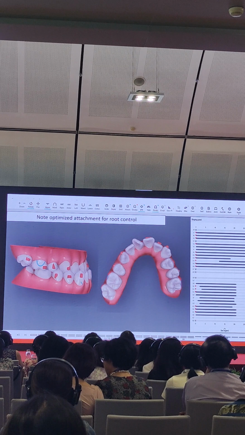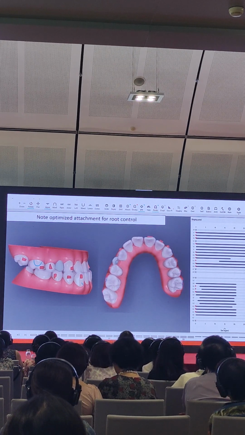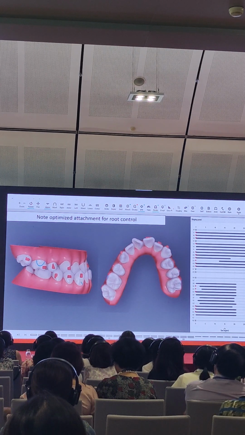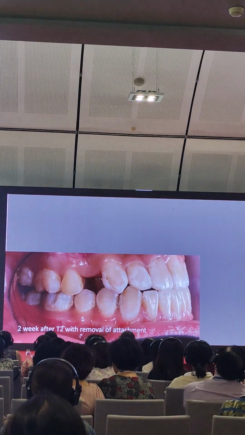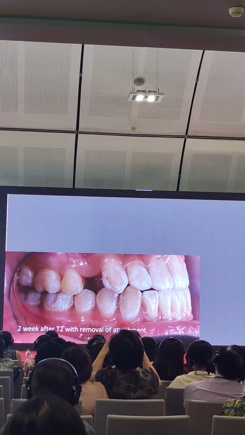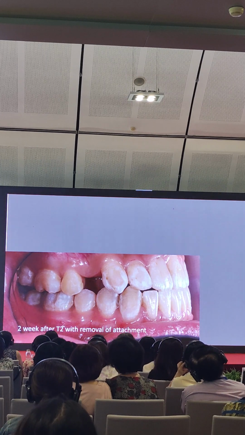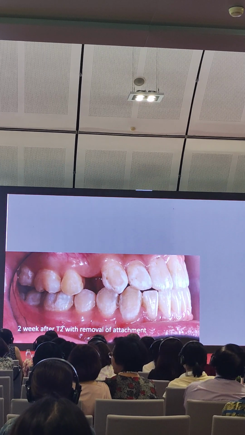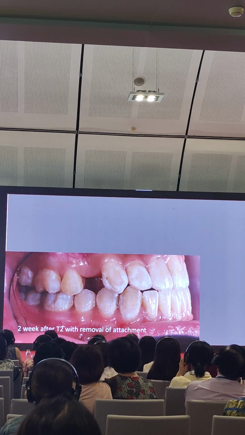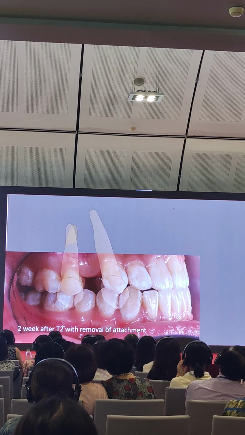So we extend. And also you can see there's a jump, because for the kid, I've added an elastic jump to help him resolve the anterior crossbite. So we open the space, but it's not good enough. What happened? In the first round, I only used optimized attachments. It didn't give us very good root control. So we were resolving the class 3, the crowding, and the crossbite, but the roots are not parallel. So what should we do?